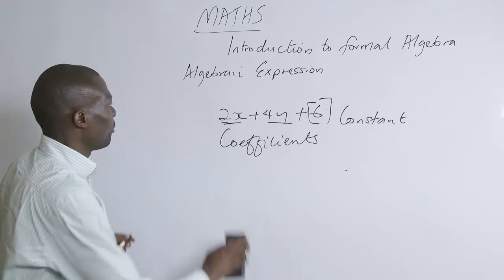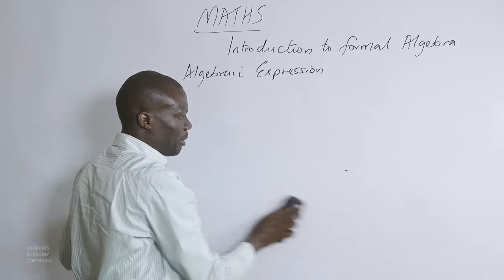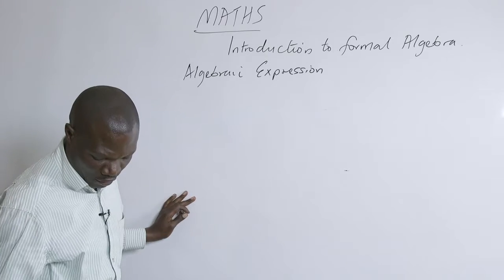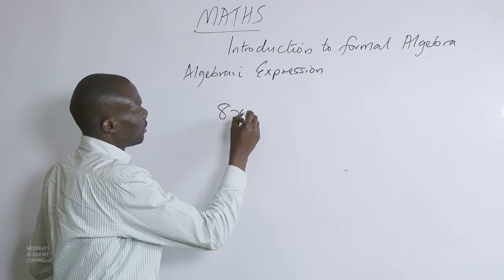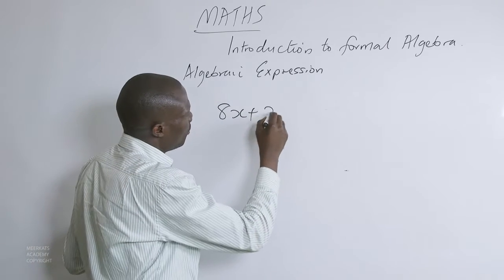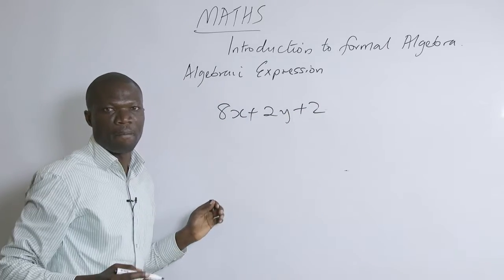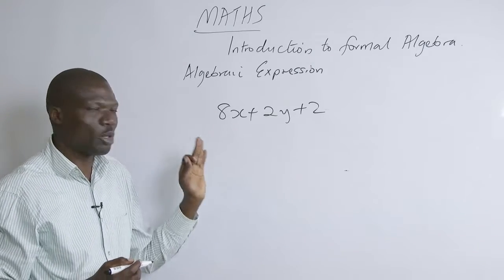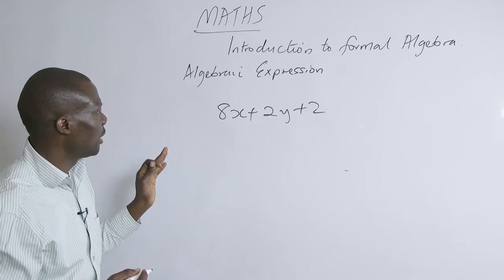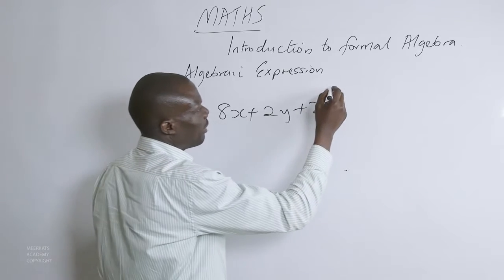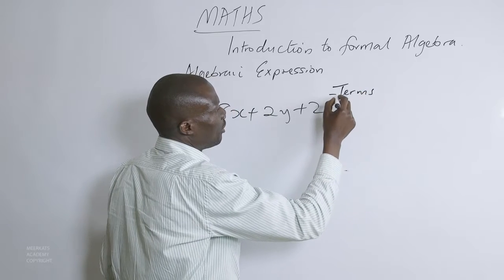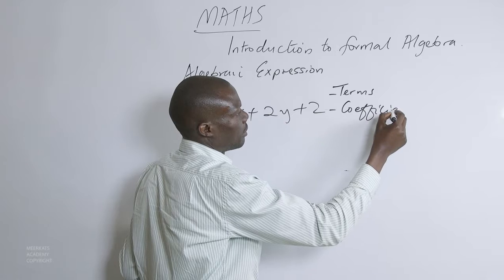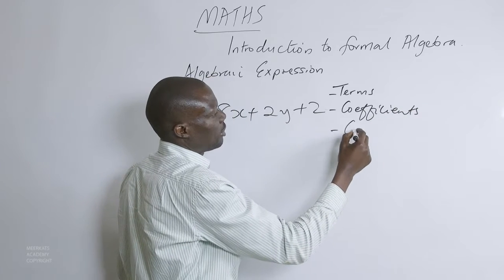Taking an example: identify the number of terms, the pronumerals, the coefficients, and the constant in the following. 8x plus 2y plus 2. This is an algebraic expression. It has various terms. We want to identify the terms, then identify the coefficients and the constant.